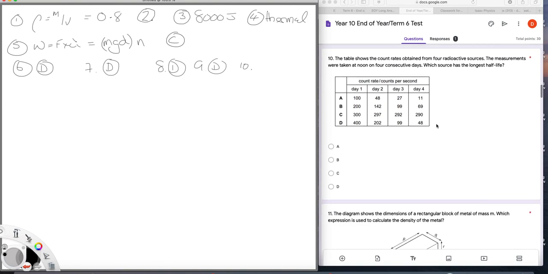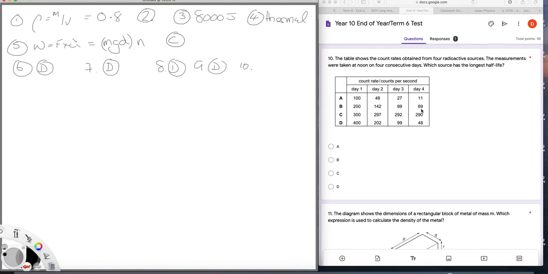The table shows the count rates obtained from 4 radioactive sources. The measurements were taken at noon on 4 consecutive days. Which source has the longest half-life? Well, we're looking at the one which has the smallest proportionate change. So after 4 days, this is down to a little more than a tenth. It's a ninth of the original.